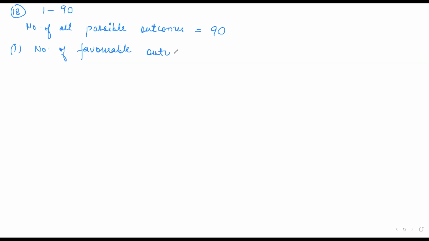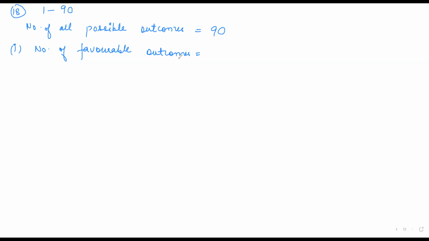So the possible outcomes are how many? Number of all possible outcomes are 90, right? So you can get any disc out of 90. All are possible outcomes. Now, first case, your favorable outcomes is a two-digit number. So you write number of favorable outcomes in this case, first of all. So you want only two-digit number. So how many favorable outcomes can be there, Sara? 81. How you got it?